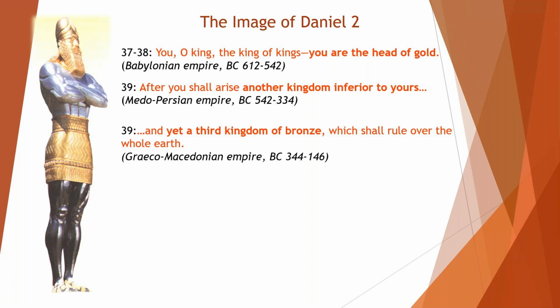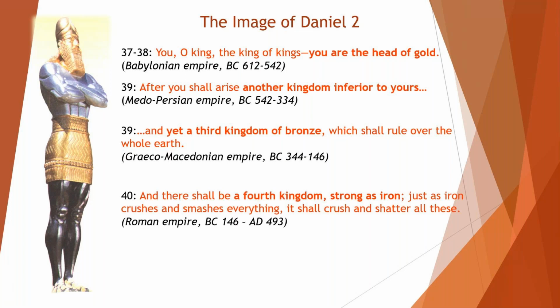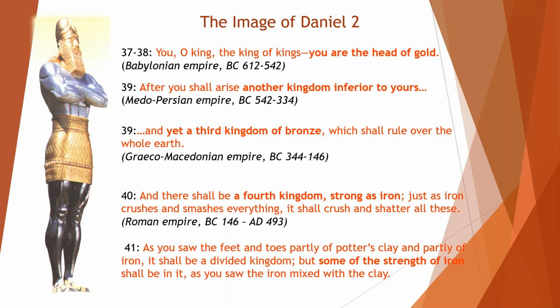The Greco-Macedonian Empire, it was really Macedonian. The Greeks were latecomers. They're trying to steal glory and all that sort of thing. Macedonian Empire, 344 to 146 BC. And then a fourth kingdom, strong as iron, just as iron crushes and smashes everything to pieces, it crushed and shattered these. Roman Empire, 146 to 493. And the feet and toes, partly of potter's clay, partly of iron. Divided kingdom, some of the strength of the iron, as you saw, iron mixed with the clay. The divided Roman Empire, 493 to present. Holy Roman Empire, RCC, EU, all of those things.